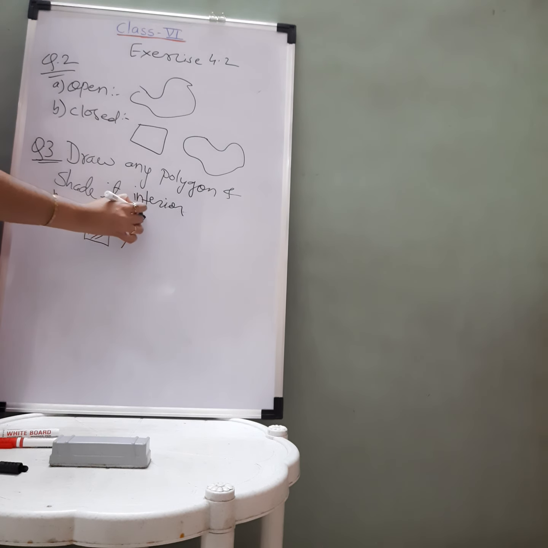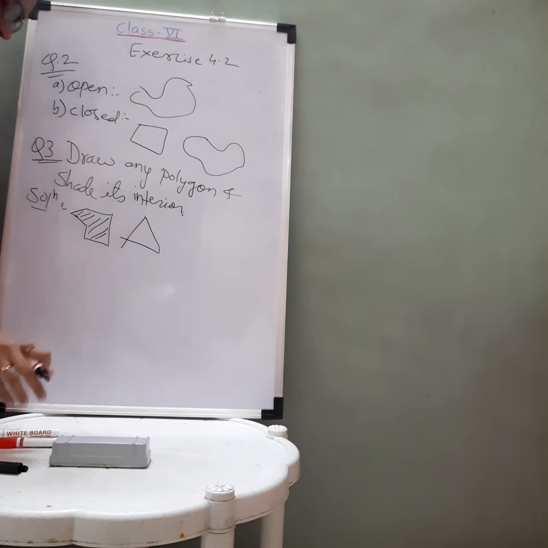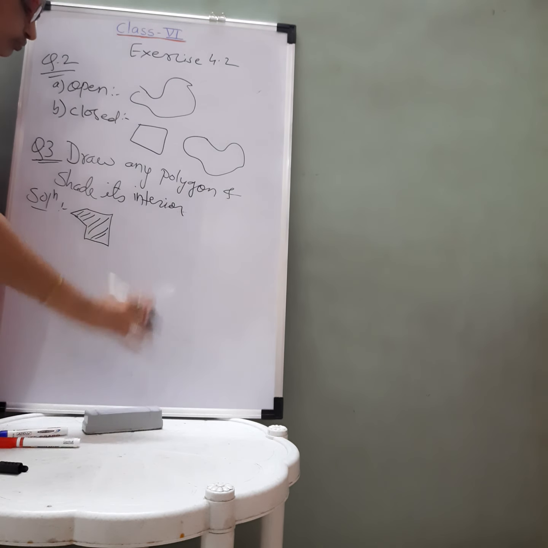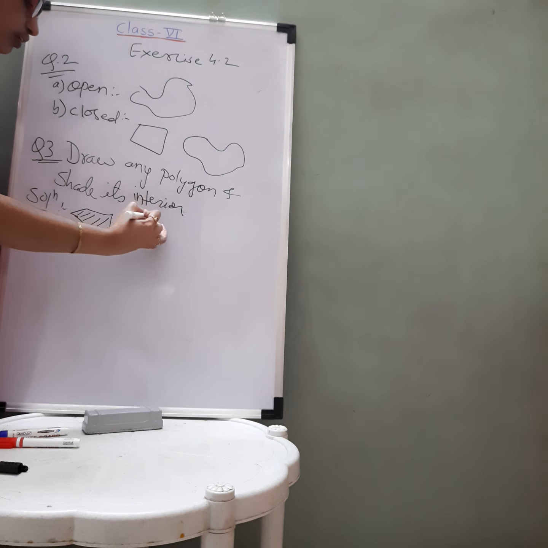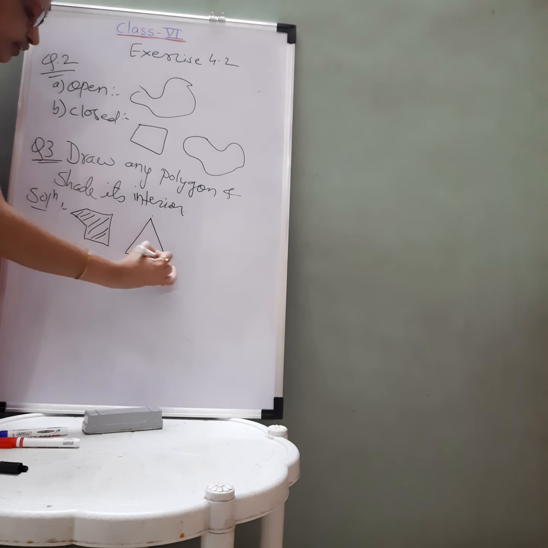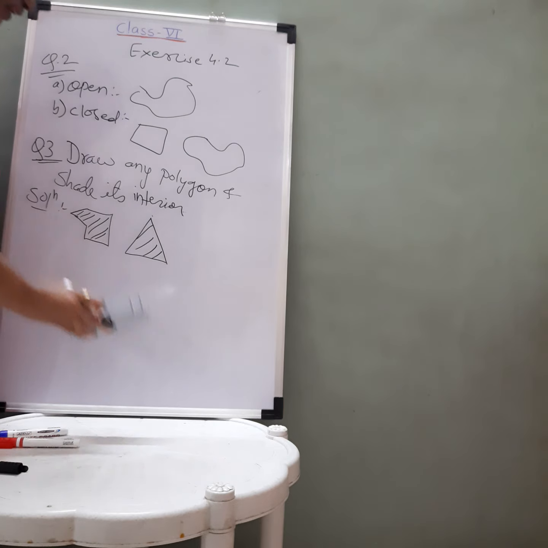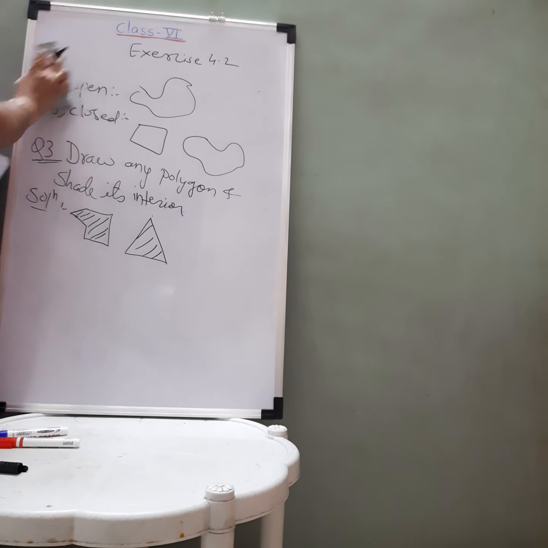Or you may draw a triangle. And shade its interior part. I think all are clear, this exercise 4.2. Then remaining questions we will solve in the Google Meet.